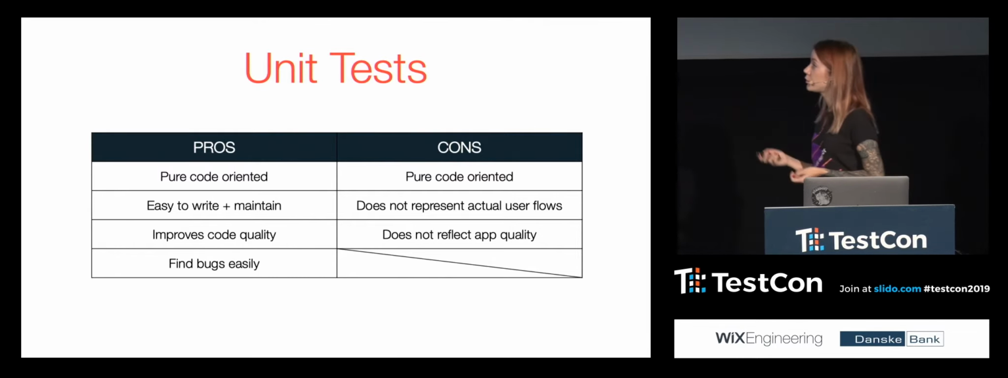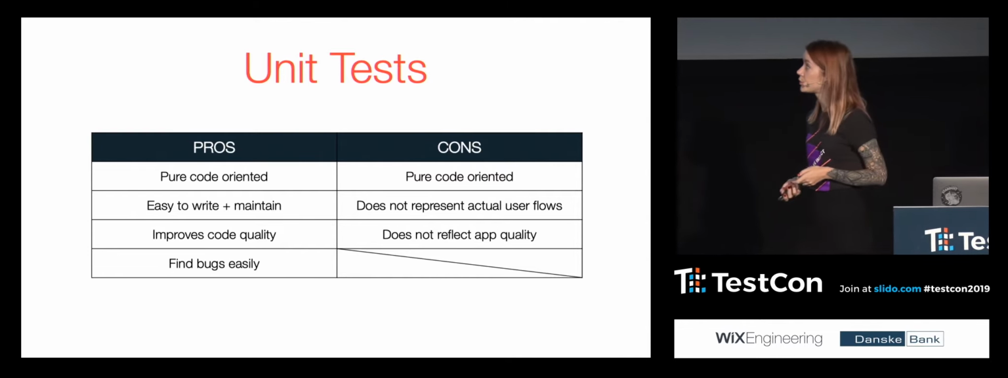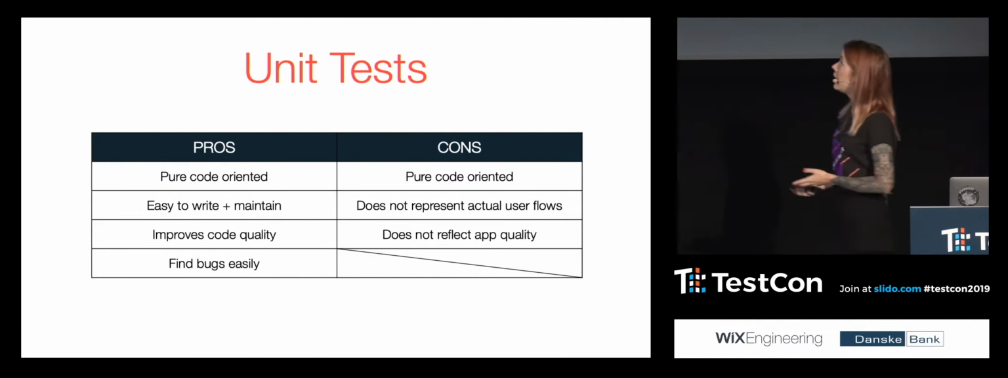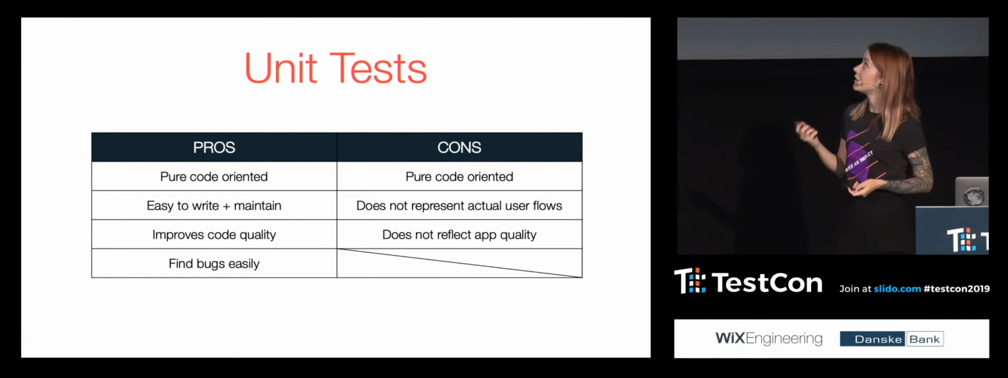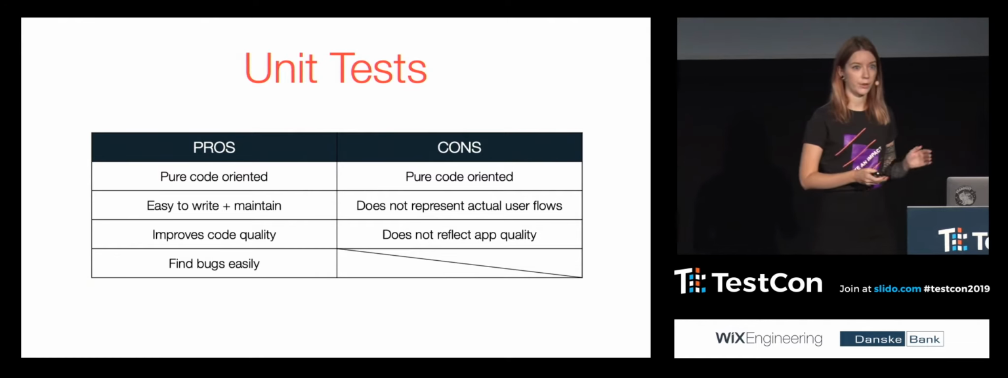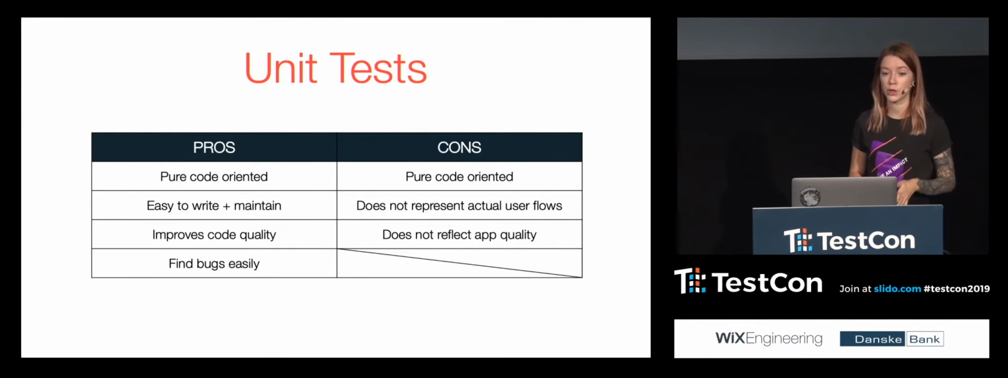It also allows you to find bugs easily at the very earliest possible stage, before going to QAs or production or whatever. But one of the main cons is that it's purely code oriented, because it only checks functionality from the code side. It does not represent actual user flows. Therefore, it does not reflect app quality.